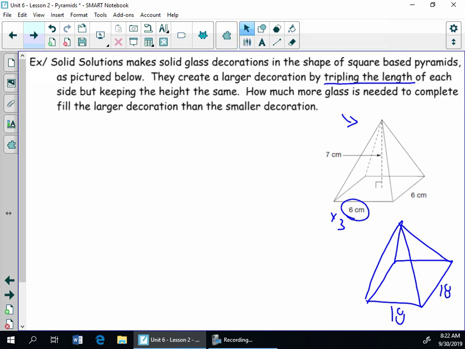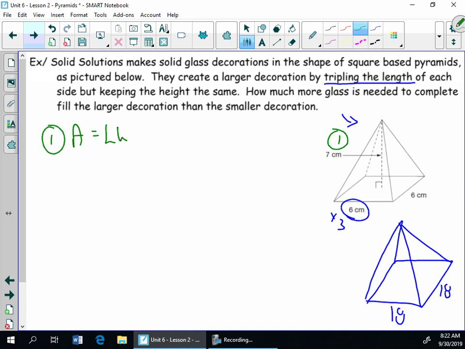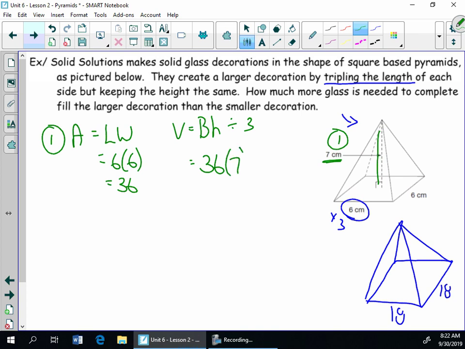So how do we do that? Well, let's talk about shape 1. Let's find its volume. Okay, I need my base, length times width, which is 6 times 6, which is 36. I need my volume, my base times my height. They gave me the height right here, up and down. That's 7 divided by 3 gives us 84 centimeters cubed.